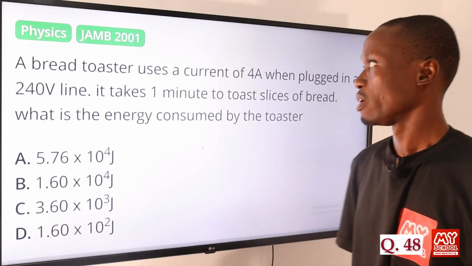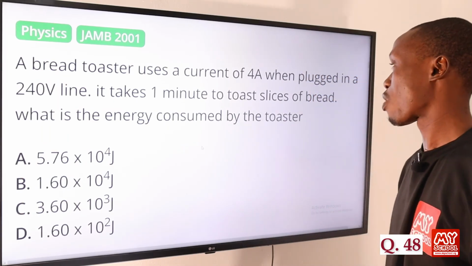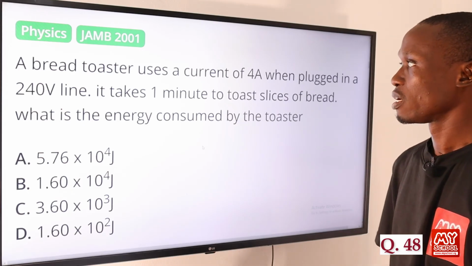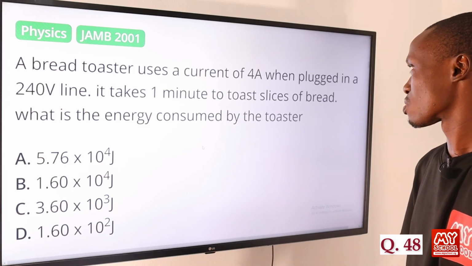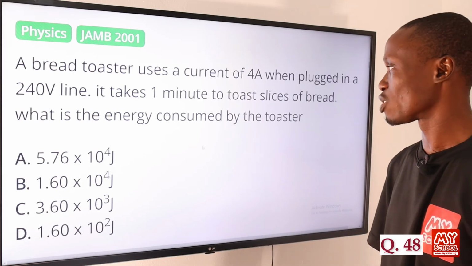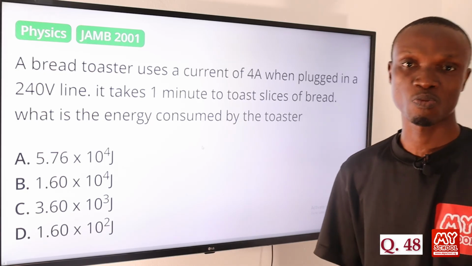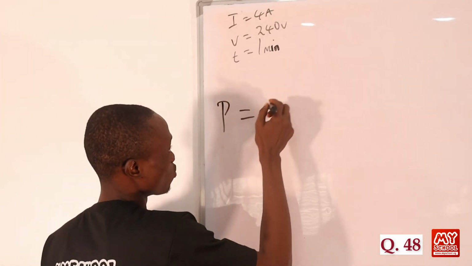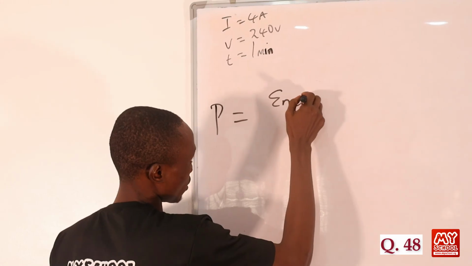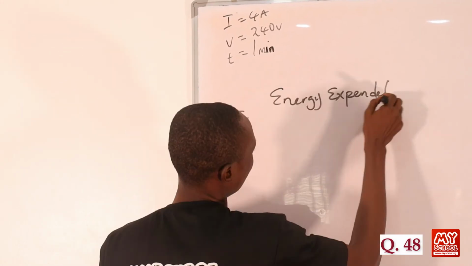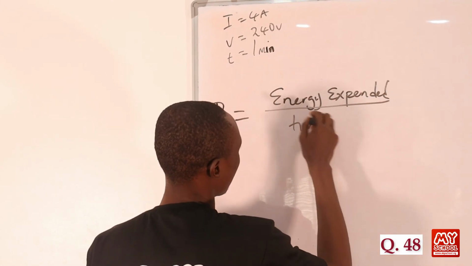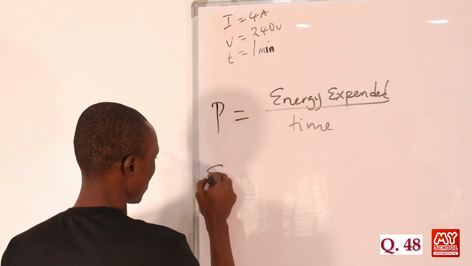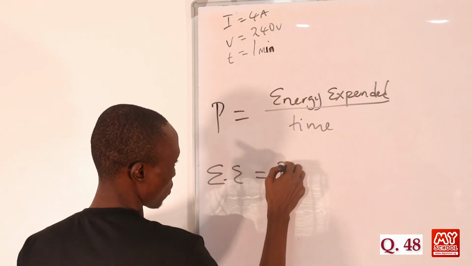Question 48. A bread toaster uses a current of 4 amperes when plugged in a 240 volts line. It takes 1 minute to toast slices of bread. What is the energy consumed by the toaster? So let's move over to the board to provide answer to this question. Now we know that power P is equal to energy consumed, or energy expended, over time, right? So in this case, we are looking for energy consumed or energy expended. So let's just call it EE, right? It's equal to power times time.